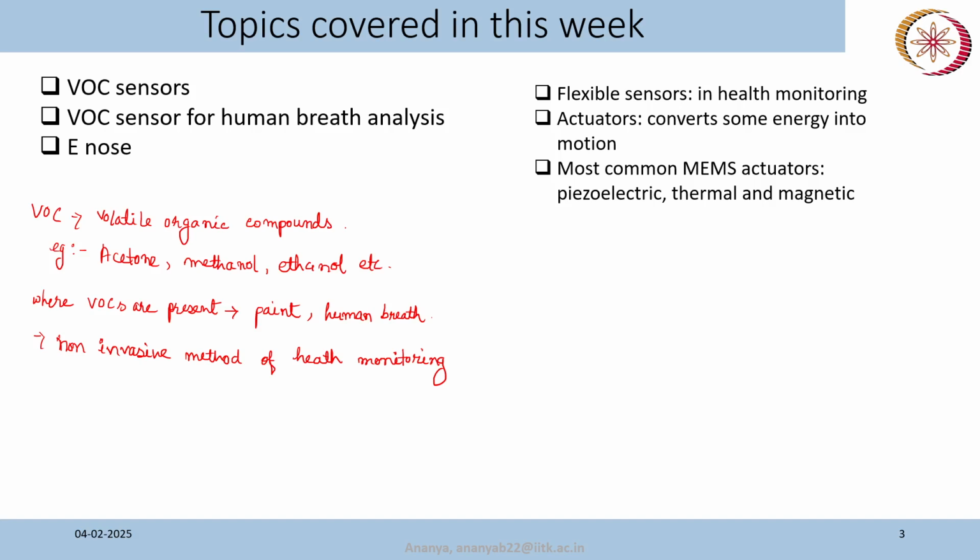And one more thing, VOC sensors can be targeted, they can be selective. For example, a sensor can be selective towards a certain VOC. So if you want to detect multiple volatile organic compounds, then you have to use an array of sensors.